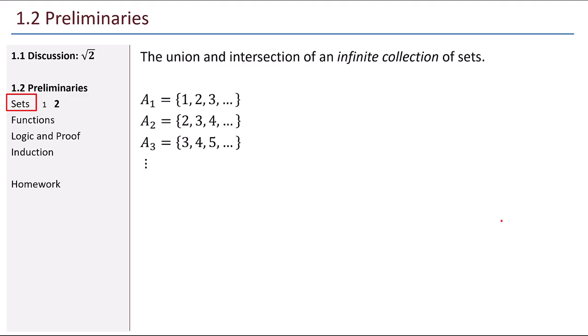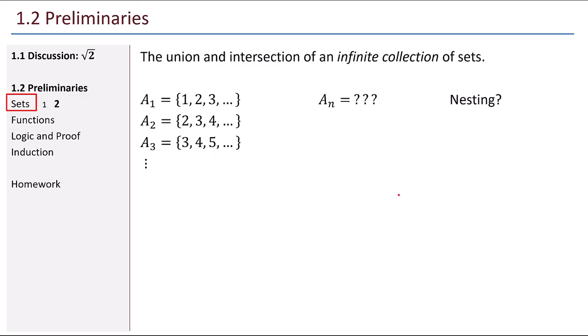The union and intersection of an infinite collection of sets. Now this is a little more interesting. I like this. We will see this quite a bit in this course. So imagine we have a bunch of sets. In fact, we have infinitely many sets: A1, A2, A3, and so on. Set A1 is the set of all natural numbers 1 and greater. Set A2 is the set of all natural numbers 2 and greater. Set A3 is the set of all natural numbers 3 and greater, and so on.